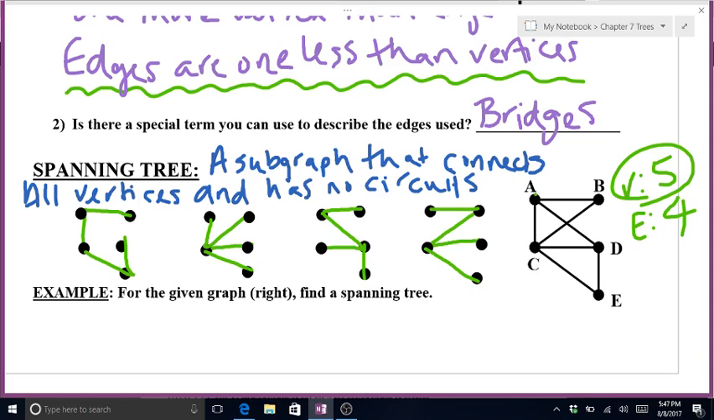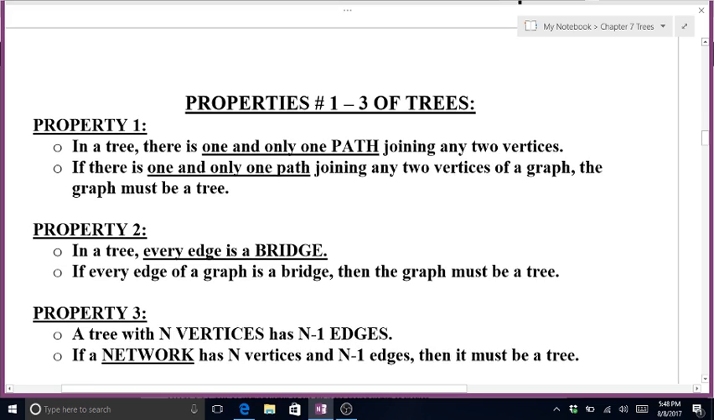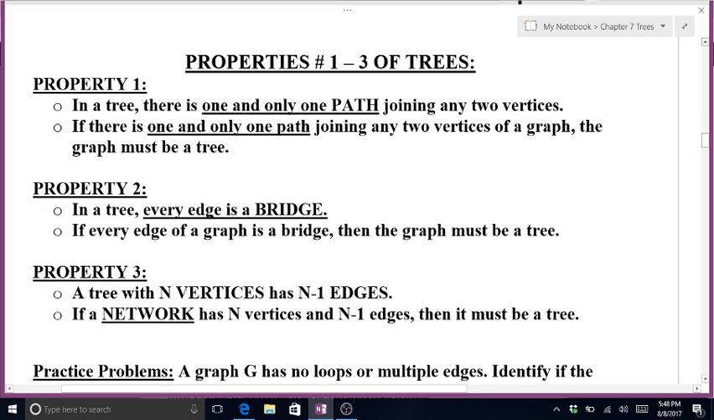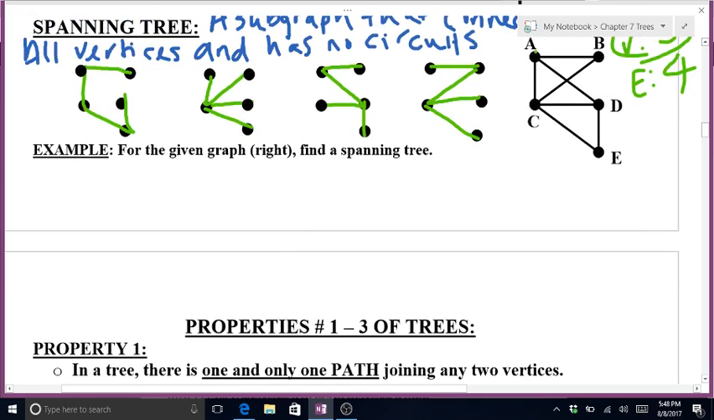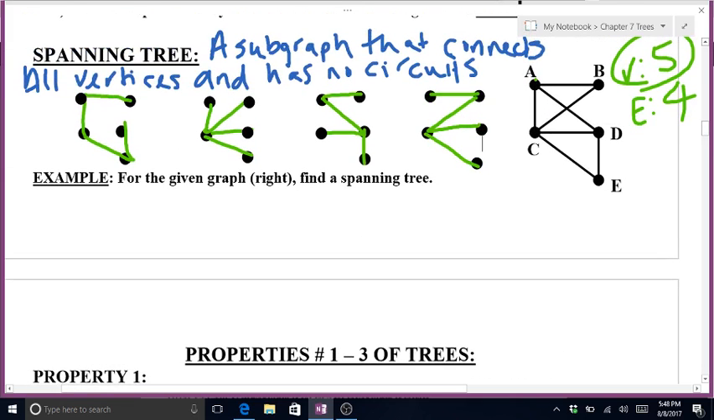And this leads us into the last part of this section, which is the properties of a tree. Property number 1 says, in a tree, there is one and only one path that joins any 2 vertices. So, if you're told that there's one and only one path joining any 2 vertices, the graph must be a tree. Well, we saw that up here. There's only one path that connects point A and B. There's only one path that connects point C and D in this graph.